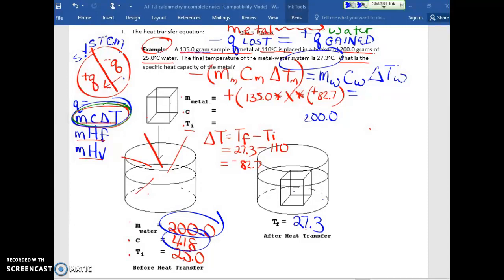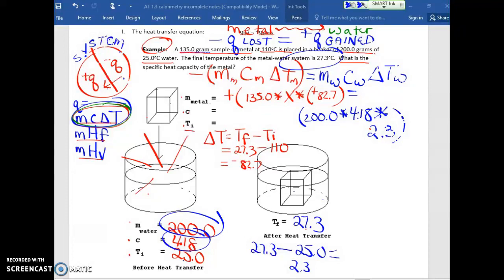Specific heat of water is 4.18. And the change in temperature, well, again, final minus initial, 27.3 minus 25.0. So on the water side, the water only changes by 2.3 degrees. A little sloppy, sorry about the breaking up there.